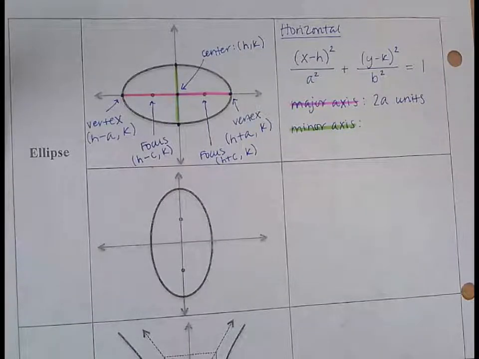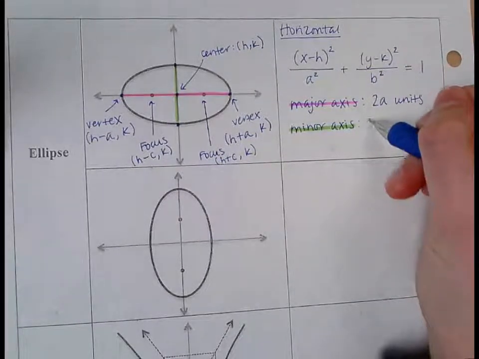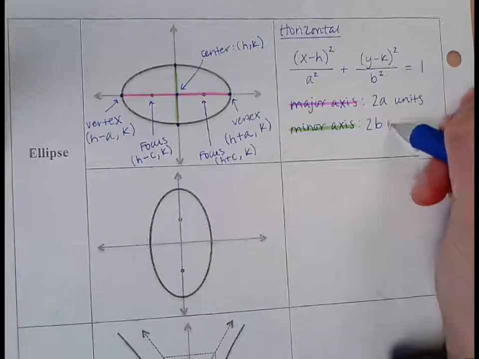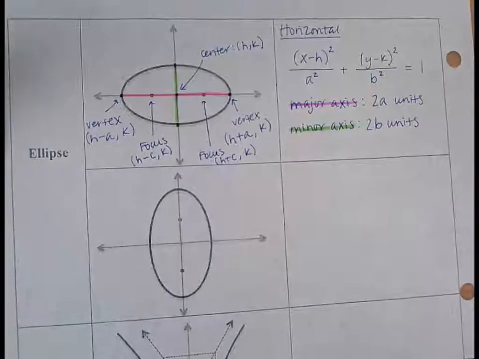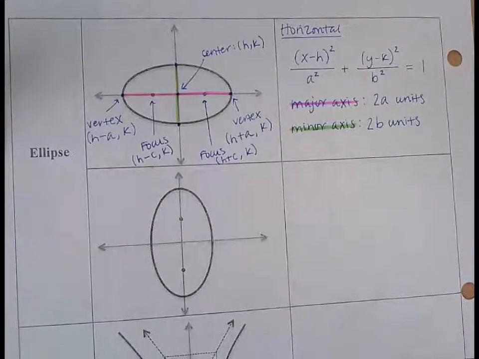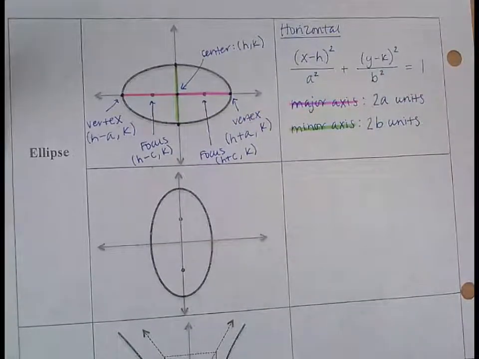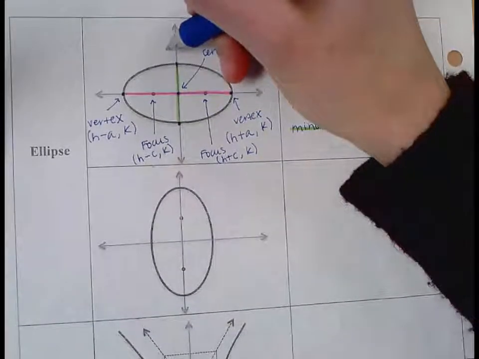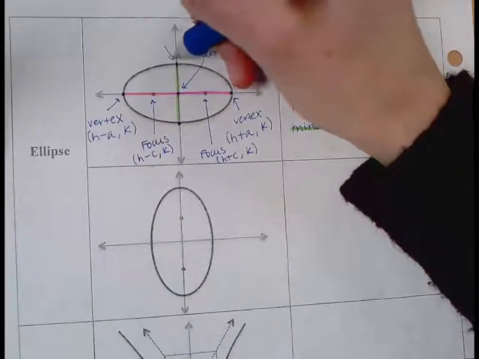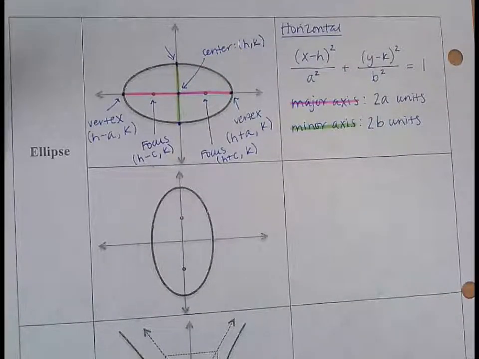And the minor axis has a length of 2 times b units. So that can be used to help you find the b value if you knew the length of that segment. And the endpoints of the minor axis are called the covertices. Again, plural for covertex. I'm going to label the top one first.